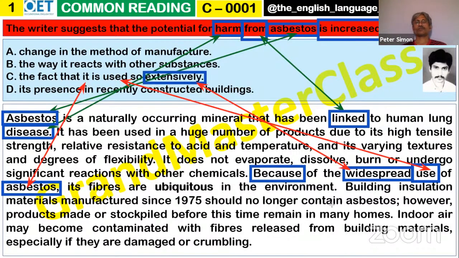Because of the widespread, because means the reason. Reason is based: because of the widespread use of asbestos, its fibers are ubiquitous in the environment. So that is a fact. It's not may or can. So its fibers are ubiquitous. Are. That is the fact.